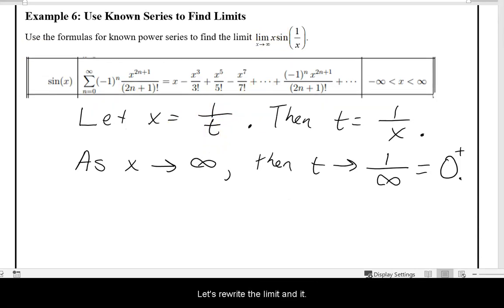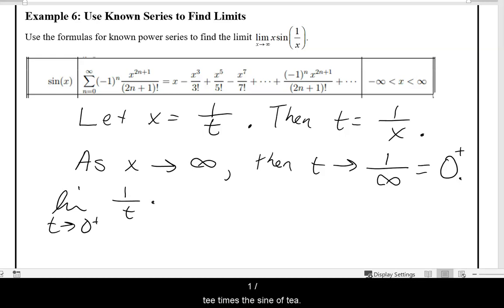Let's rewrite the limit in its t form with t as a parameter. We'll now have the limit as t approaches 0 from the right of 1 divided by t times the sine of t. What would the next step be? Now you know previously that this is going to give you the 0 over 0 form, which of course you could use L'Hopital's rule. In our case, however, we want to show this using the power series form for sine.